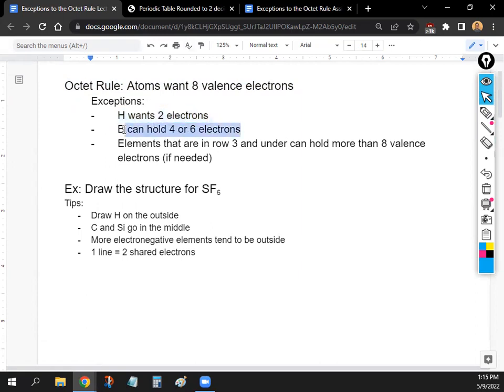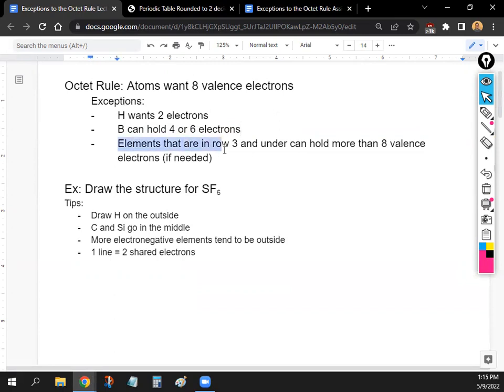The first new one is this one right here, and it's that boron wants either 4 or 6, okay? So the first exception we're learning is boron, element number 5. It wants either 4 or 6 electrons, okay? So that's the first exception. Make sure you guys are jotting this down because you'll want this as you're doing your assignment.